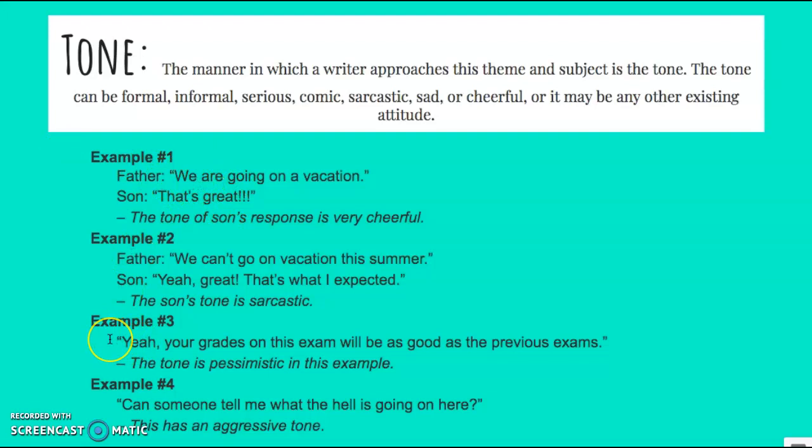Another example. "Yeah, your grades on this exam will be as good as the previous exams." And it's a pessimistic tone. Or if someone comes into the room and yells, "Can someone tell me what the hell is going on in here?" That's an aggressive tone. So tone is based on what you get from the author.